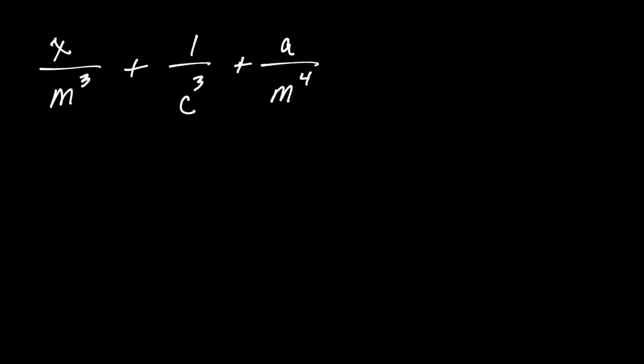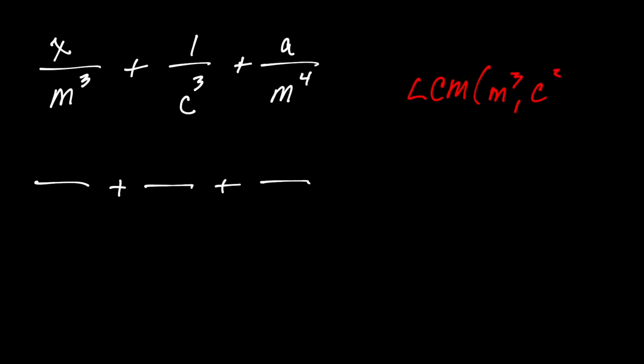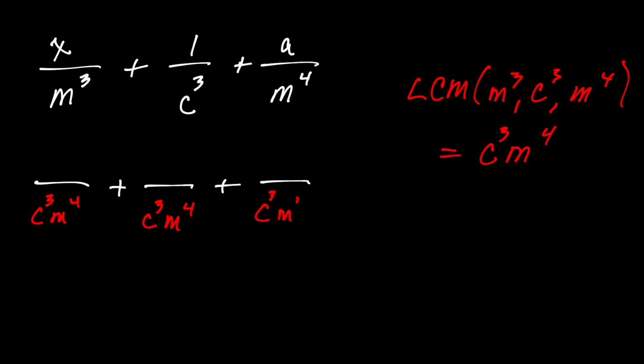One last problem here. This one looks a little bit more complicated, but it's really not. You can do this. So we need to first find out the LCM. We need to get a common denominator of all these fractions. So what is the LCM of m cubed, c cubed, and m to the 4th? So that would be c cubed m to the 4th. So c cubed m to the 4th is my common denominator. So I'll jot that in here.